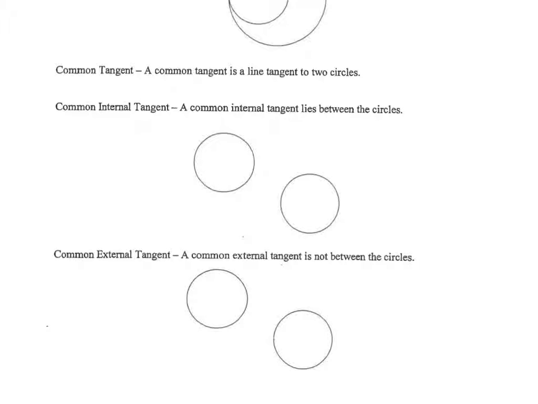So let me see how well I can do this. It's a little tricky, but you want to get a line that is touching both of the circles. The line has to be in between the 2 circles, and you want it to be tangent, so really try to get it to only touch at 1 point. So that is a common internal tangent.